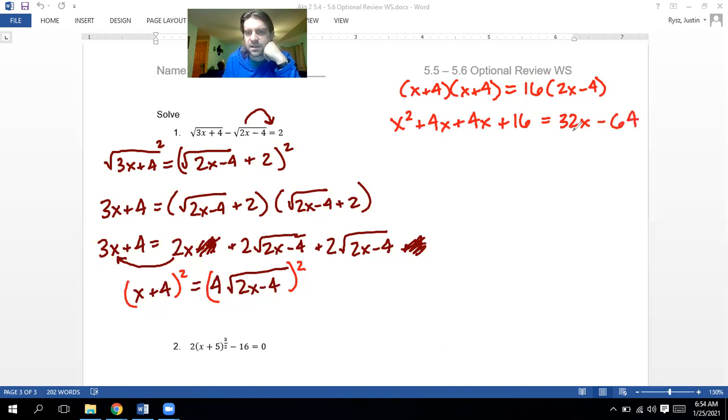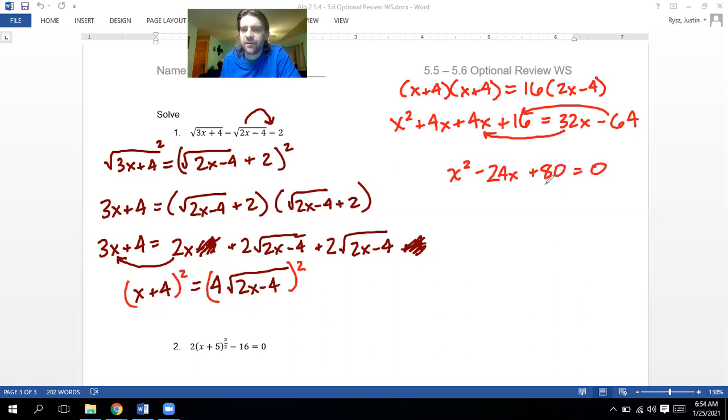Okay, so let's now make this equal to 0. So we got minus the 32x and then add 64 over. And so let's see, we'd have x squared, 4x, and if we subtract 32, so we got 8 minus 32. That would be a negative 24x. And then we got 16 plus 64, that comes out to be 80.